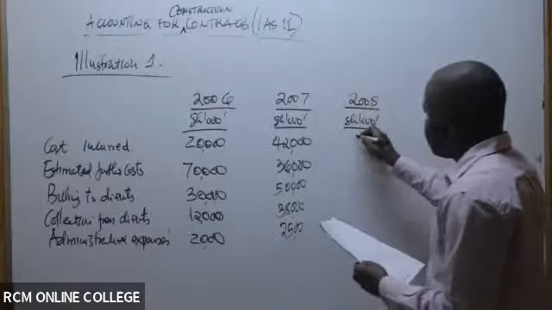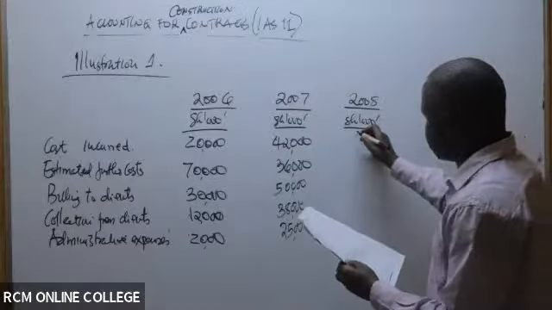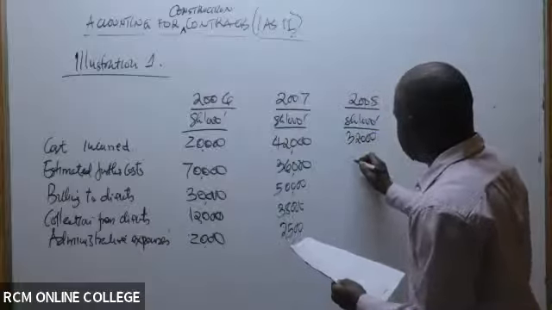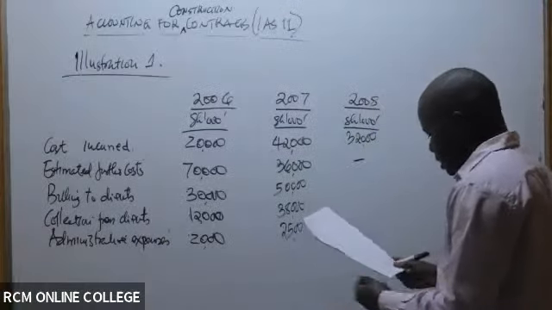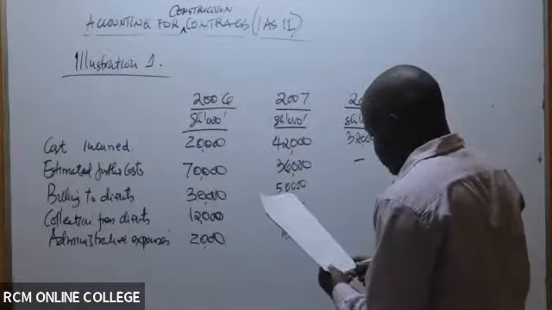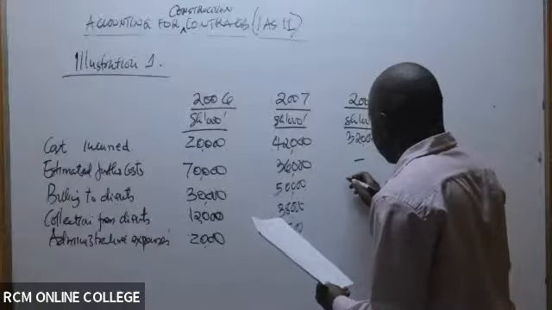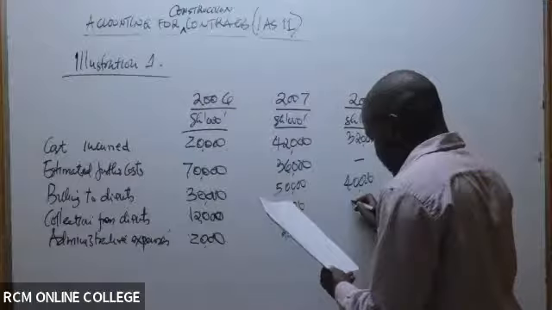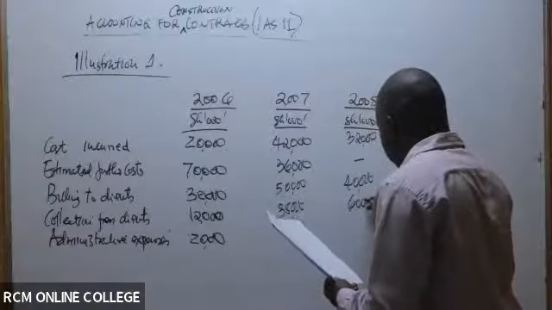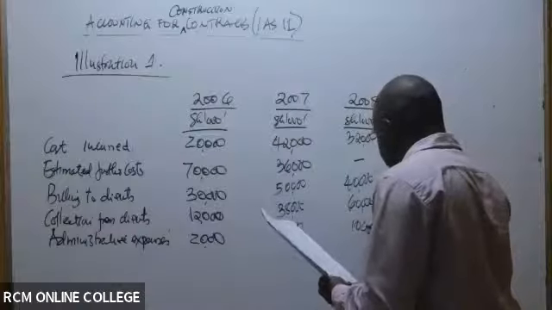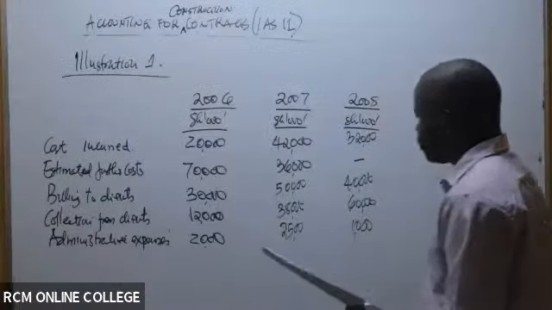Then in the last column, the cost incurred to date is 32 million. There is nothing here. Estimated further costs are not there in the final year because they completed it there. This one is 40 million. This one is 60 million. This one is 1 million. So you can prepare the table.